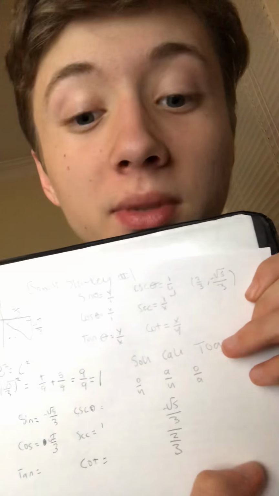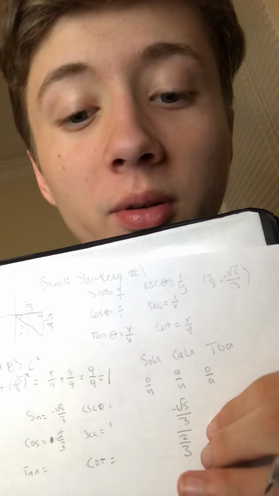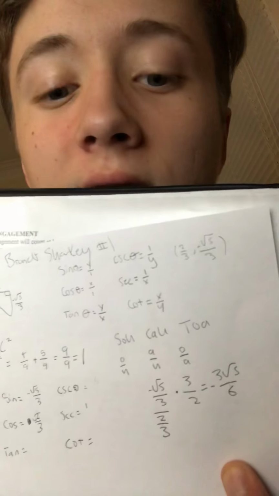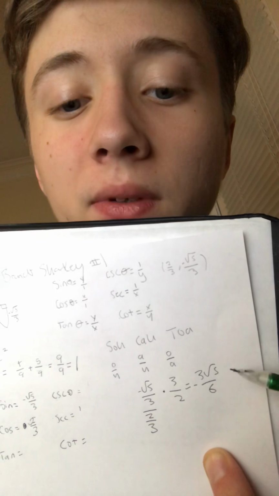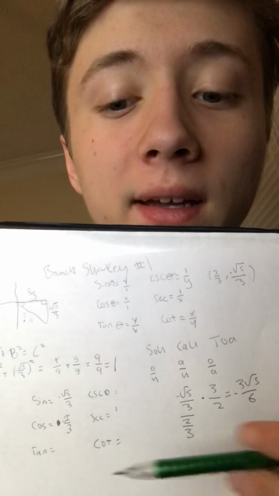I'm going to make this into a multiplication problem by flipping the denominator and the numerator. So negative square root of 5 over 3 times 3 over 2 equals negative 3 square root of 5 over 6. That's my answer. I'm going to simplify that to negative square root of 5 over 2 and put that in my tangent function.